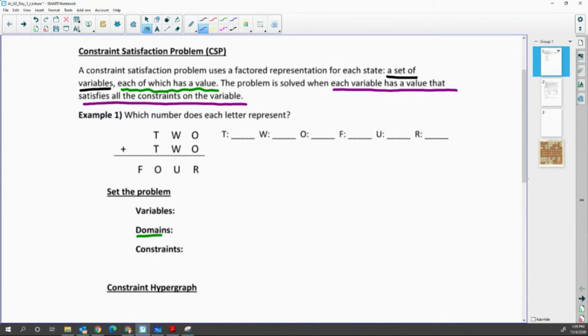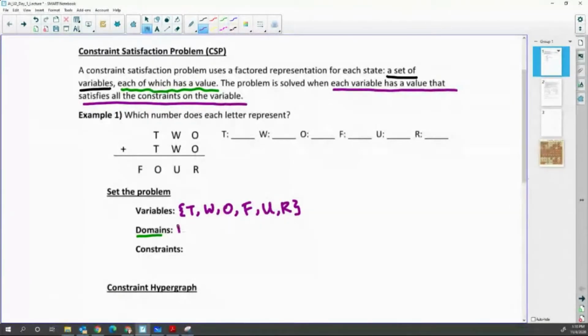So there is a cryptarithmetic problem. T, W, O, F, U, R are used. And we already know, because we practiced the SAT problems, that if we use letters, each letter represents a one-digit number. Also, in this case, no number is led by 0. So if I start from the variables first, all the letters we used are T, W, O, F, and U, R.